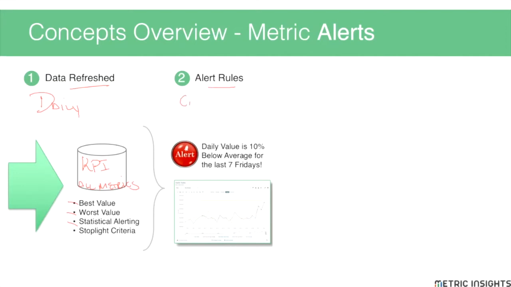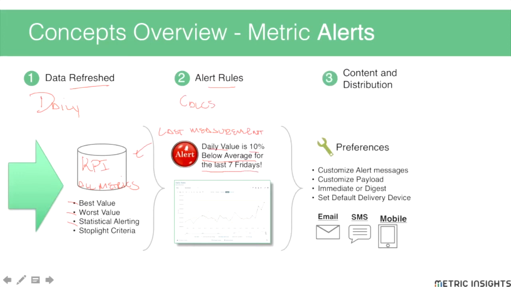The rules are the calculations you've defined that take the value, recorded in the KPI warehouse during the last measurement time, and check to see if the rule is satisfied. Rules can be simple or complex. In this example, we're looking to see if this Friday's measurement is 10% below the average value for the last 7 Fridays.